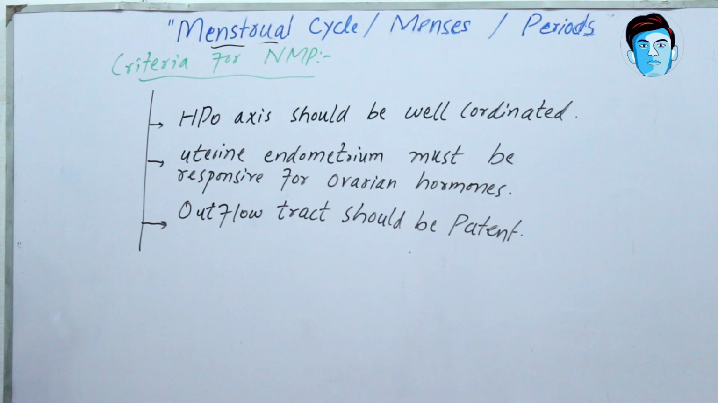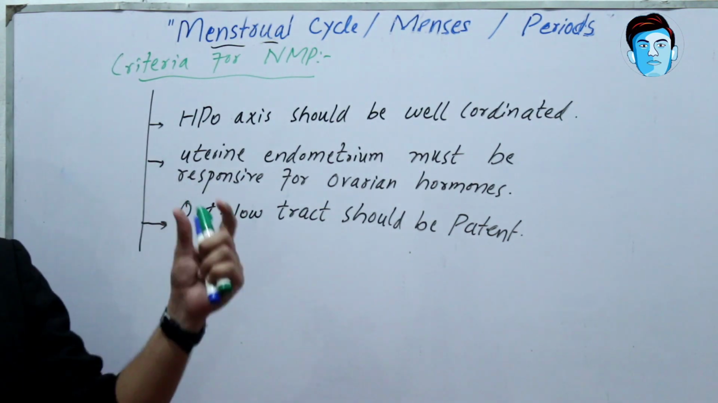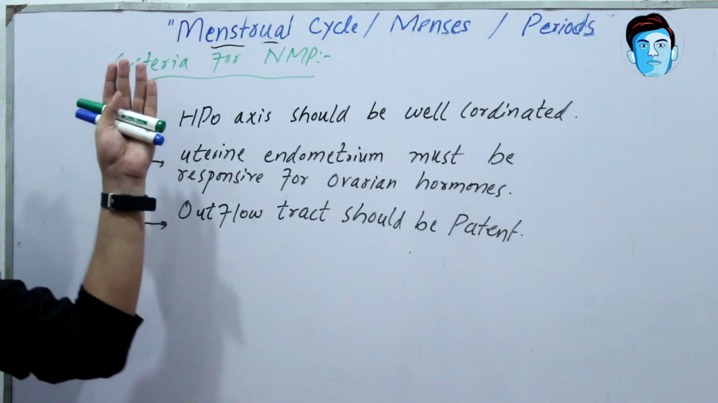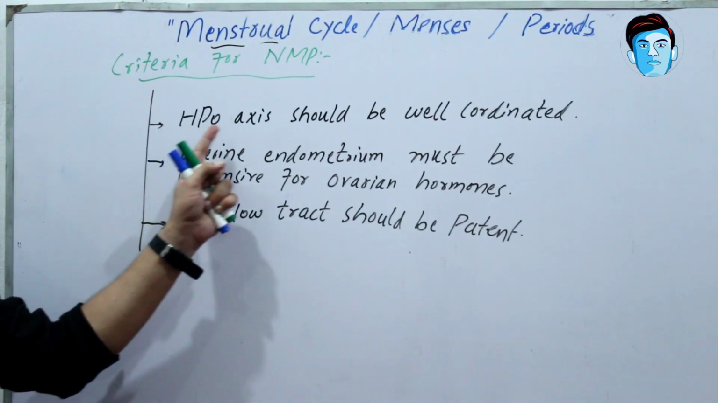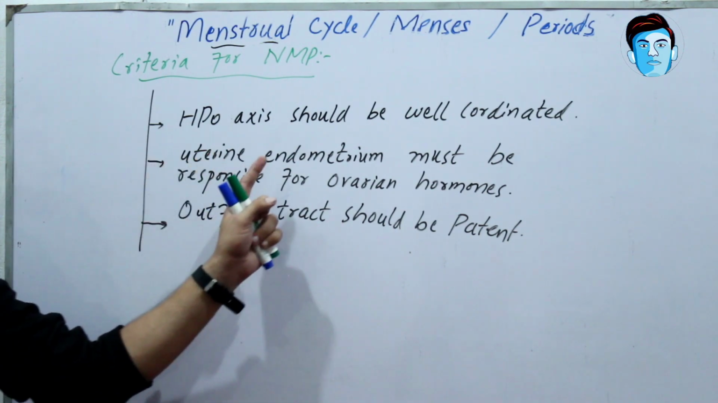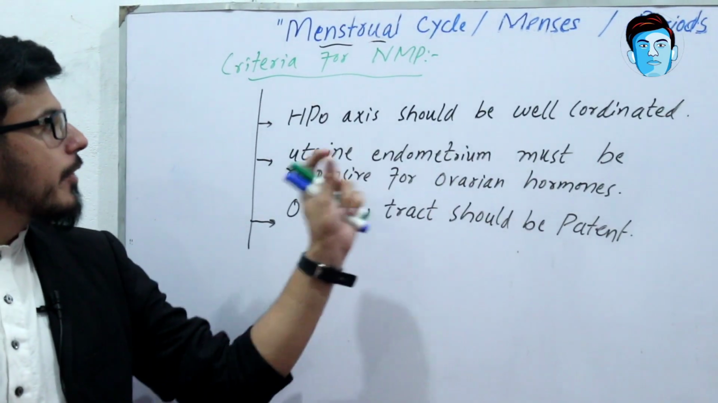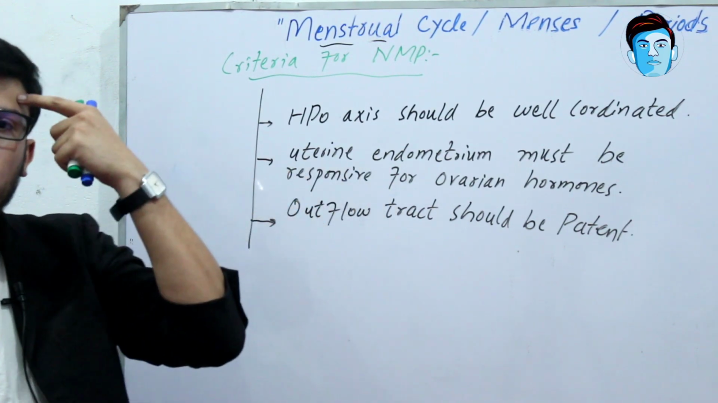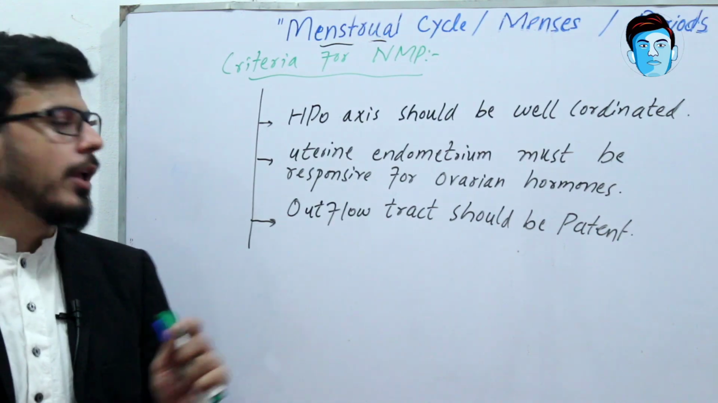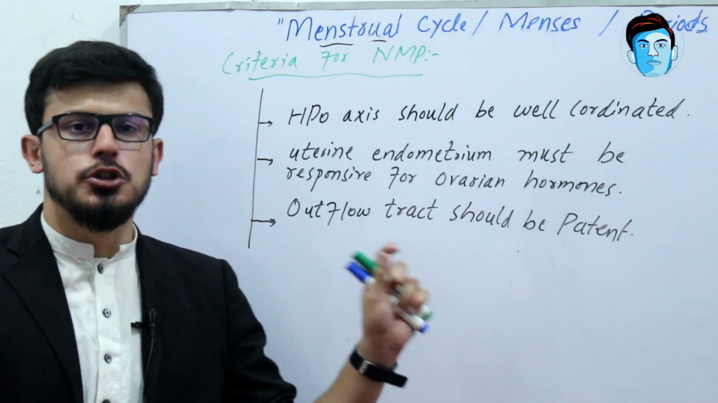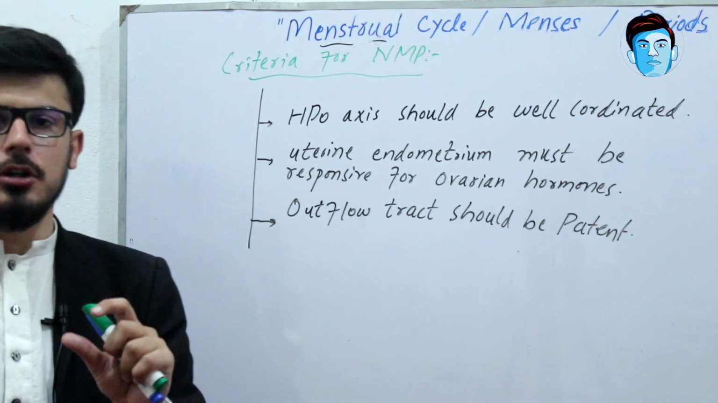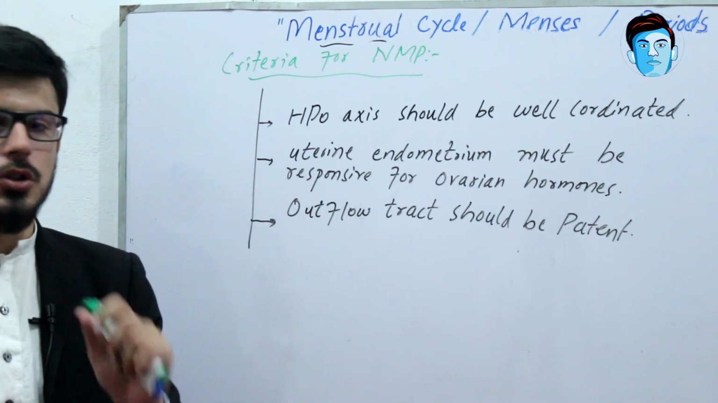Okay, so what is the criteria for the normal menstrual period? The normal menstrual period is also called eumenorrhea. The criteria for eumenorrhea: the first is that the HPO axis should be well coordinated. The second is that the uterine endometrium should be responsive to ovarian hormones. And the third is that the outflow tract, that is cervix and vagina, should be patent. Now there are some other important points regarding the menstrual period that you should know.